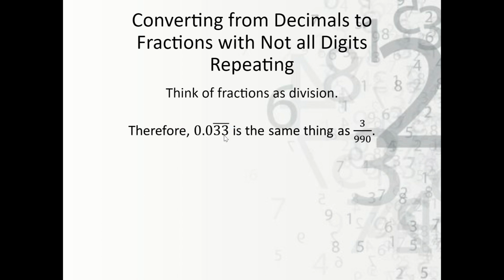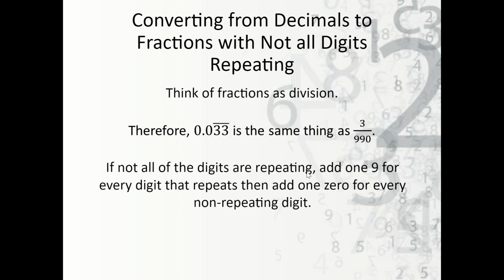Now this one here says 0.033 repeat. So what this should end up being is 33 over 990. So let's use our rule again. For every digit that is repeating, we include a 9. For every digit that's not repeating, we include a 0.